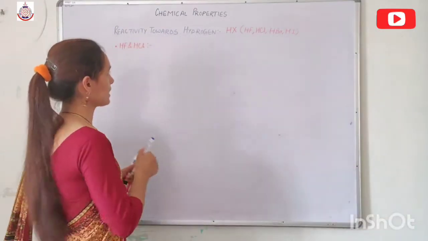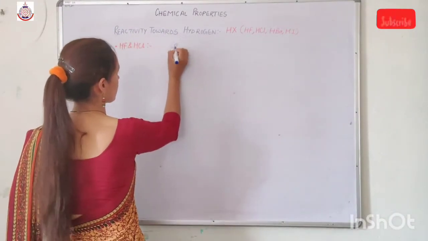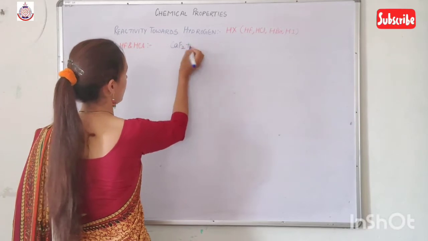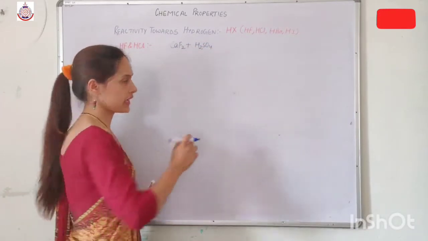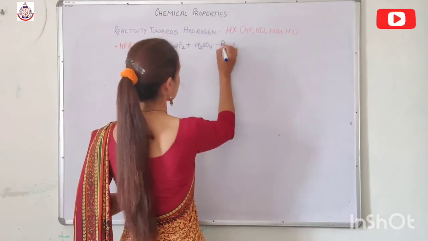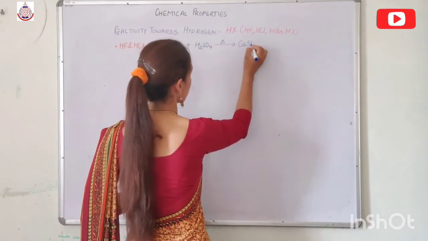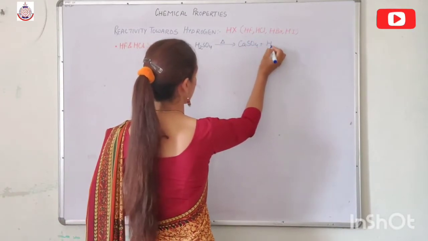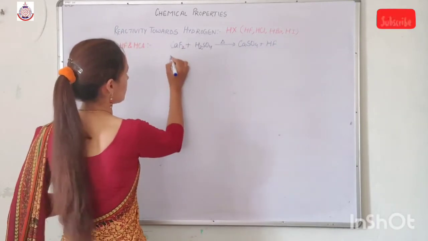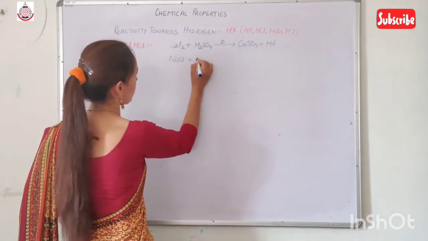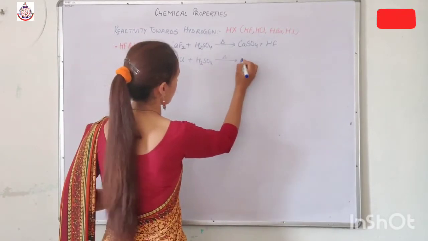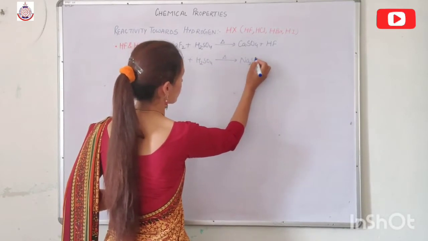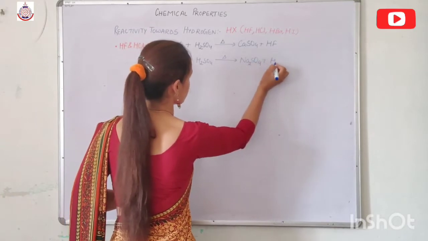So if I write the reaction here, it becomes CaF2 plus concentrated H2SO4. Upon heating, it gives CaSO4 plus HF. Similarly, NaCl plus concentrated H2SO4 on heating gives Na2SO4 plus HCl.